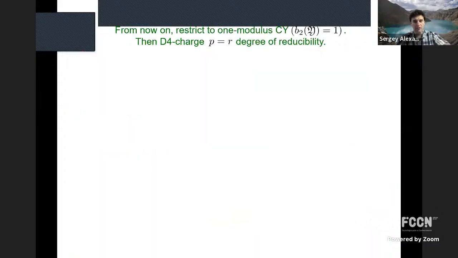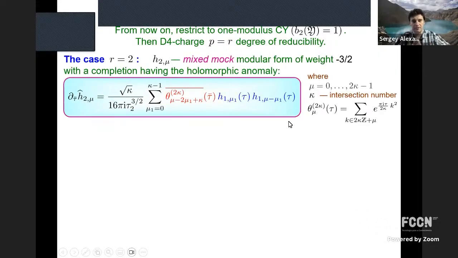Okay, so from now on, let me restrict to just one modulus Calabi-Yau's. So it means P2 equal to 1, and since in this case, the de Forbrin charge is equal to the degree of reducibility, I will use this small r instead of p. And let's consider the simplest non-trivial case, namely when r is equal to 2, which corresponds to the case where my generating function is a mixed mock modular form of weight minus 3/2.